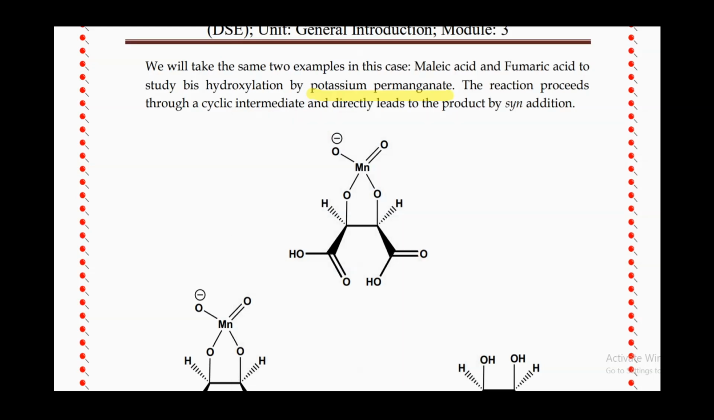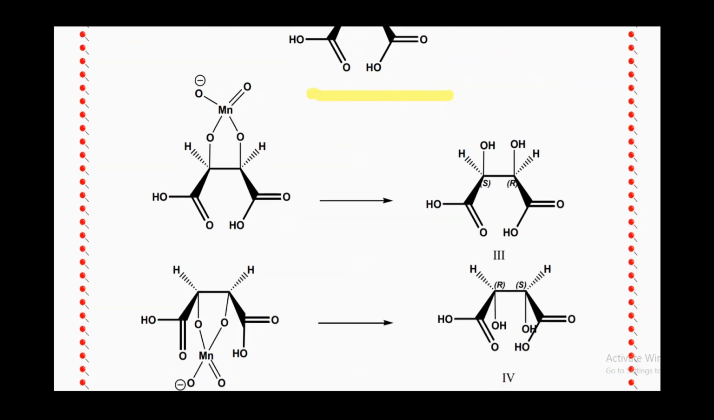Now let us study this. This is, as you all know, the maleic acid, and with the maleic acid you are getting this compound 3 on addition of potassium permanganate, the bis hydroxylation taking place, and this is the product being generated with the R and the S compound over here.